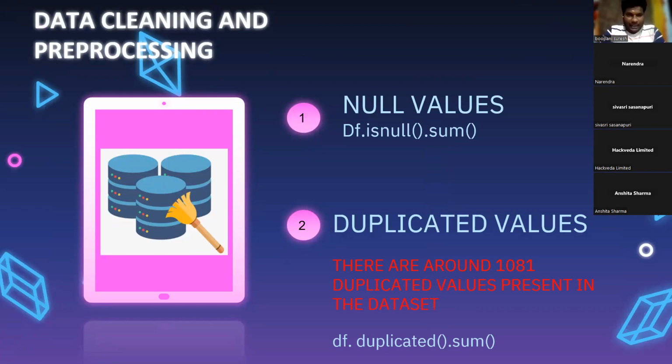In my table of contents, I said that we're going to do data cleaning and pre-processing. First we're going to find whether the data set has null values. So first we have to check whether our data set contains null values or not. We use df.isnull().sum(), which will show whether there are null values in the data set. Our data set contains no null values, but it contains duplicate values. There are around 1081 duplicate values present in our data set.